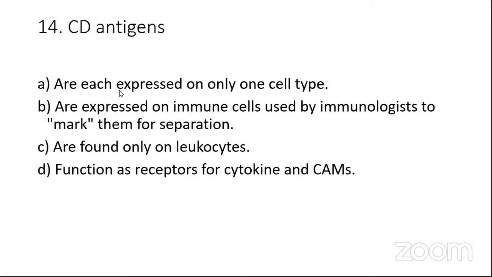CD antigens are each expressed on only one cell type, are expressed on immune cells and used by immunologists to mark them for separation, are found only on leukocytes, function as receptors for cytokines and CAM. Which is the answer?